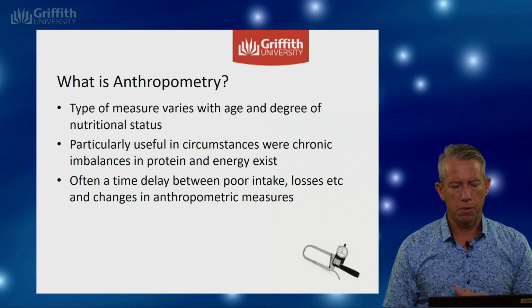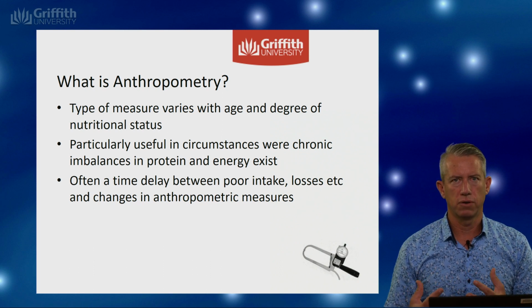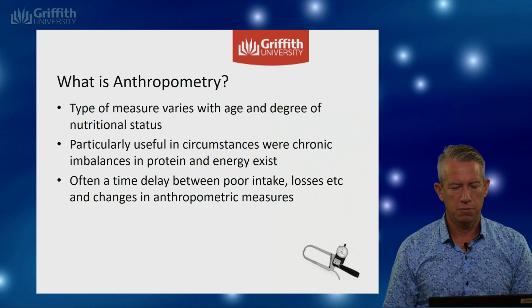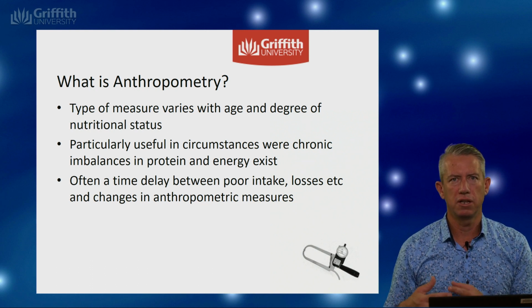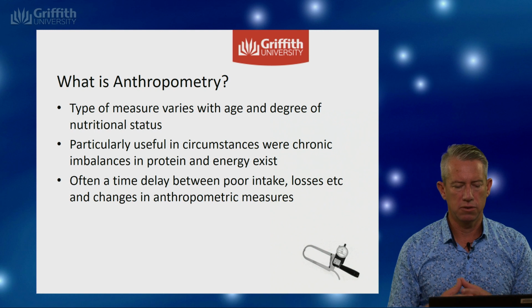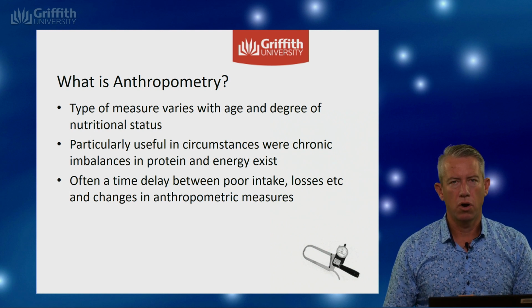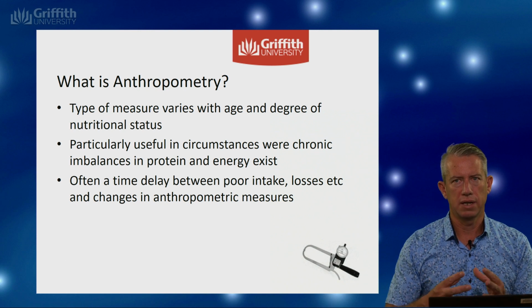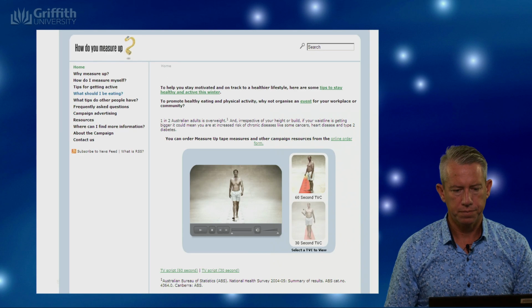The type of anthropometry that we do does vary with age, the degree of nutritional status, and the sorts of conditions that you might be dealing with. It's particularly useful in circumstances where chronic imbalances in energy and protein exist, and I'll explain why it's more relevant in those contexts as we go on. It's often limited by a time delay between poor intake and a change in anthropometry, and I'll give you a cascade of that as well.